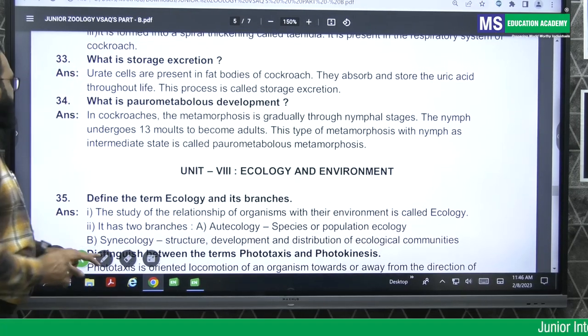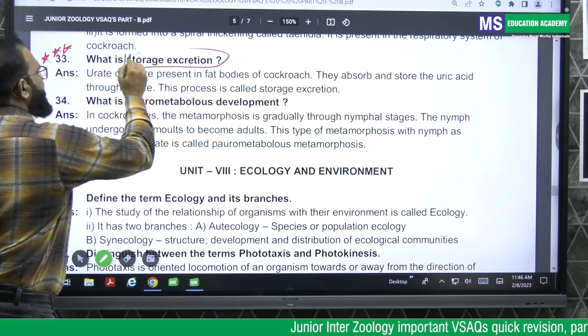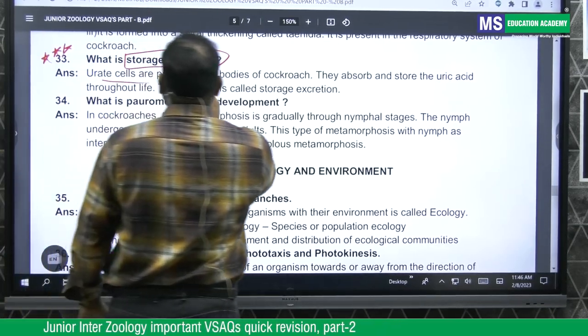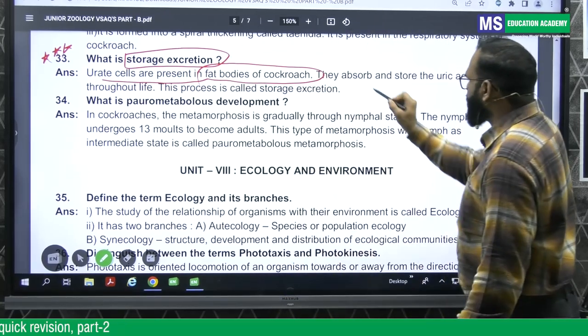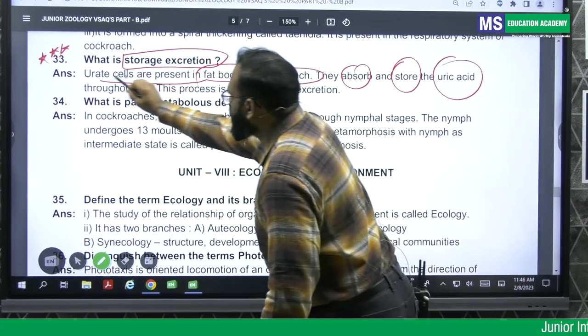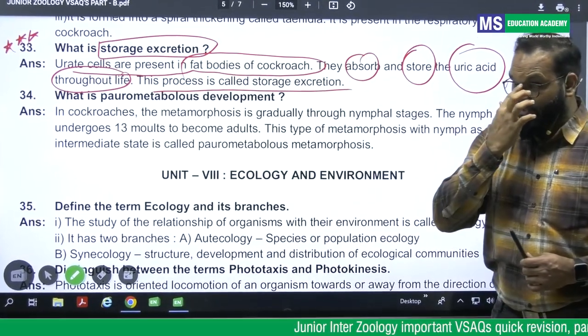Another important question, students: what is storage excretion? Urate cells are present in fat bodies of cockroach. They absorb and store uric acid throughout the life. This process is called storage excretion.